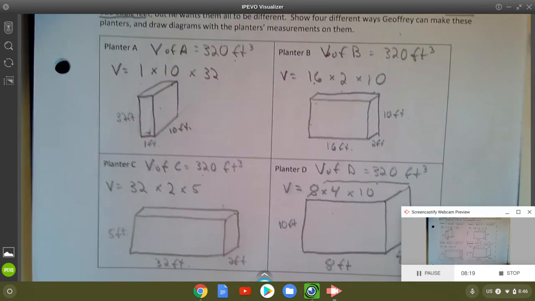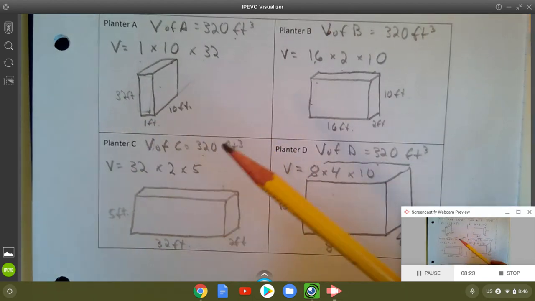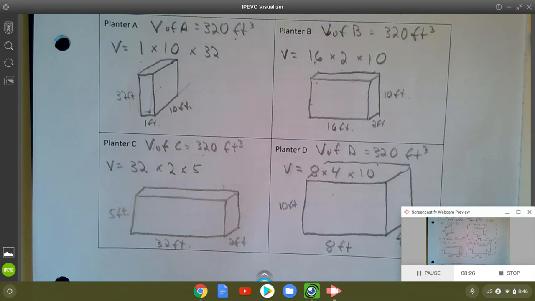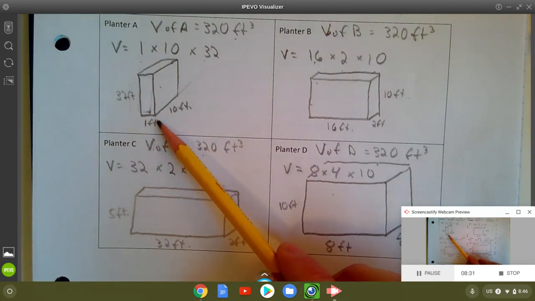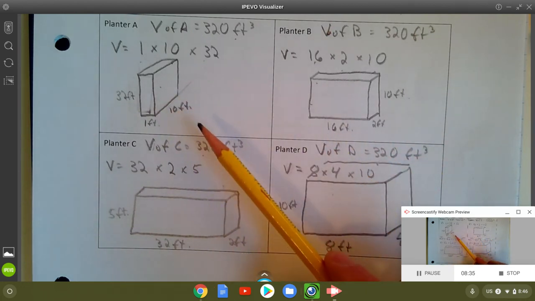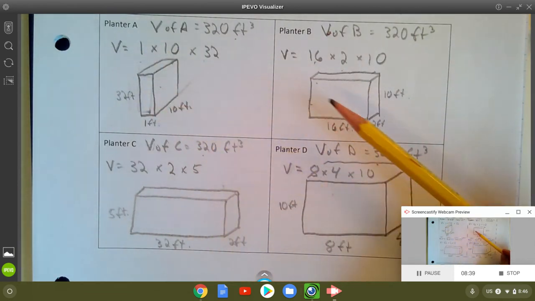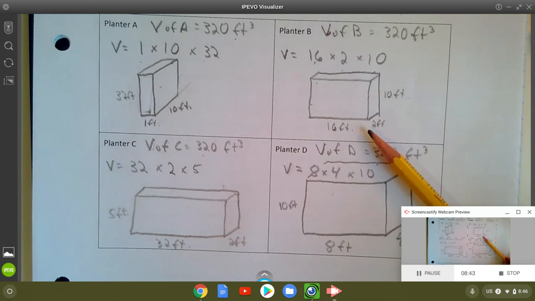All right, so I made some of the world's weirdest looking planters. This one's 32 feet high by 1 foot and 10 feet in width. A 32 foot high planter is like a 3-story building. That would be kind of crazy. This one's still pretty high, 10 feet by 16 feet by 2 feet.